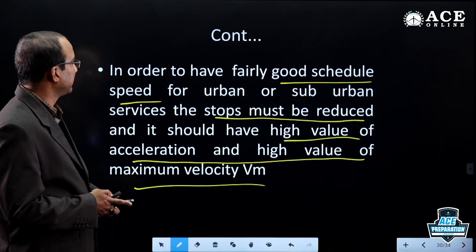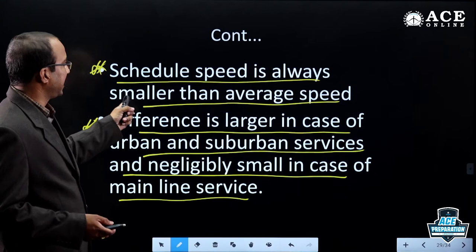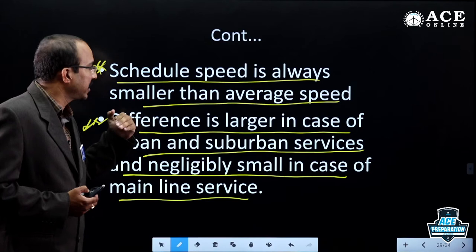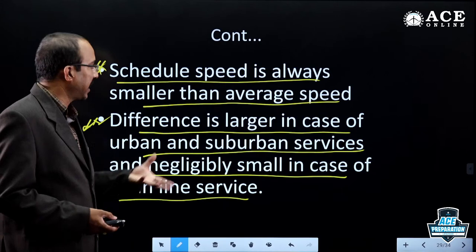So scheduled speed is smaller than what? These are the objective type questions. They may ask, scheduled speed will be more than average speed, or less than average speed, or equal to average speed, or it can be all. Okay. So scheduled speed is always smaller than average speed.